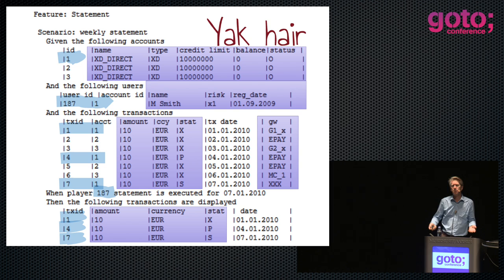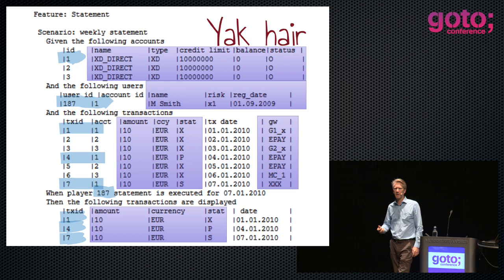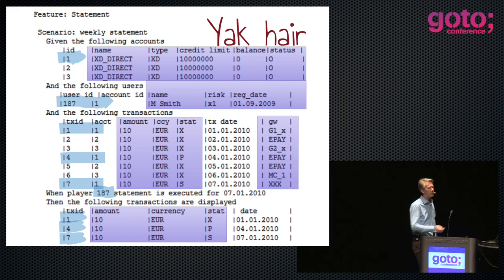But we can see that we're also setting up a user. In this case, it happens to have the number 187, but it's got a relationship to an account of number 1. So we figured, okay, perhaps we need that account because we need to give that to user number 187, because down here in the when, we're talking about executing a statement for player 187.